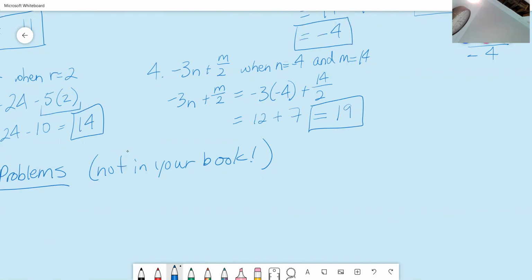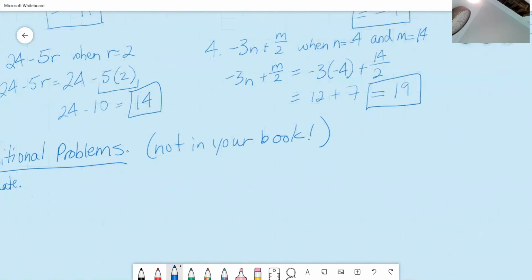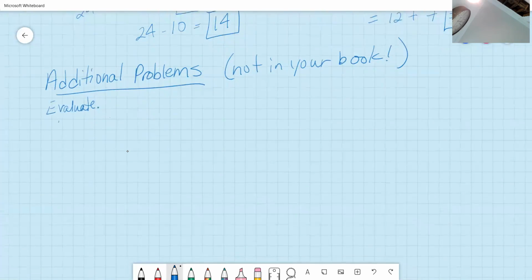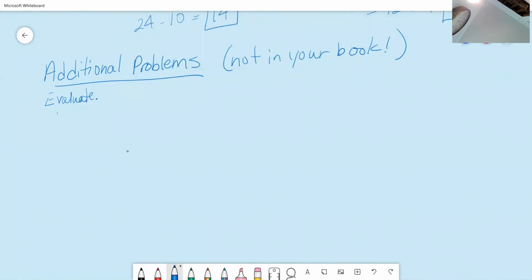All right, hopefully y'all did great on those. If not, we're going to go through some additional problems. These are not in your book, so please write them on your scratch paper so you have them as examples when you start working on your homework assignment.